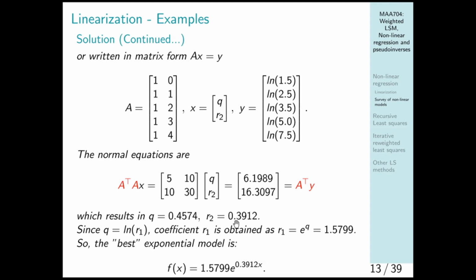Now, the problem is not done yet. We have to get R1 using the value of q. So we put in our equation q equal to natural logarithm of R1, and we get coefficient R1 as e to the power of q, which is roughly 1.58. And so when we put it back into the model, we have the best exponential model to fit this data in terms of minimizing norm 2 of the error vector is this function over here.